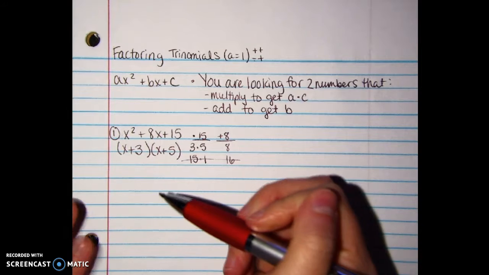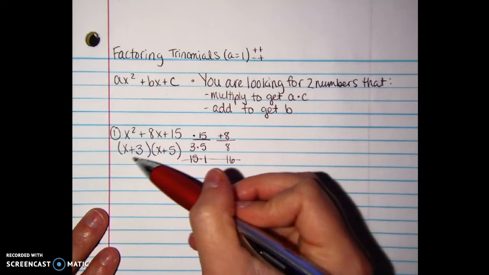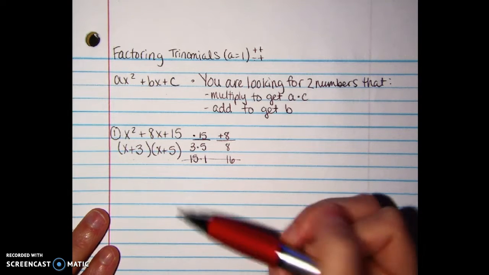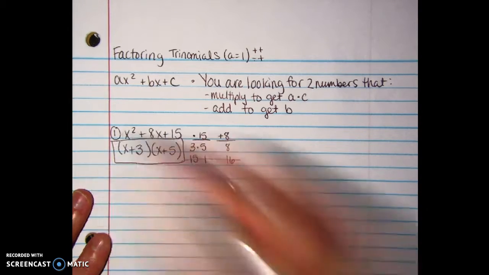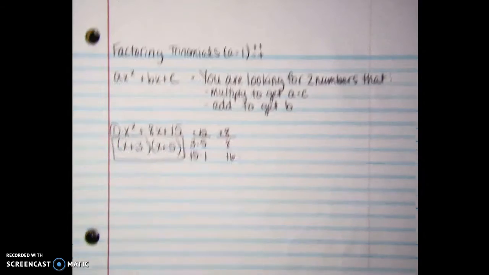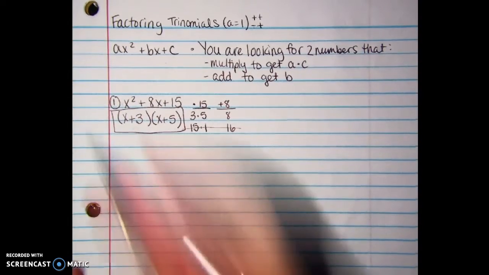Now, on your homework and stuff, it doesn't matter. You could have x plus 5 here and x plus 3 here. The order does not matter on these. But that's it. That's all we're doing today. We're just factoring like that. Let's look at number 2.